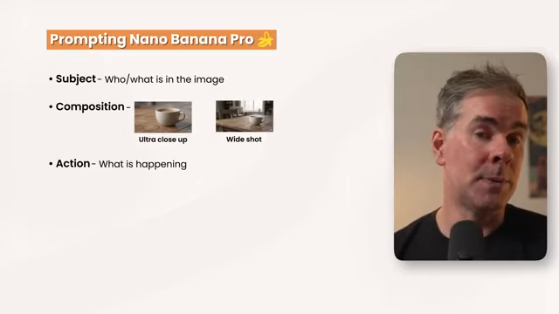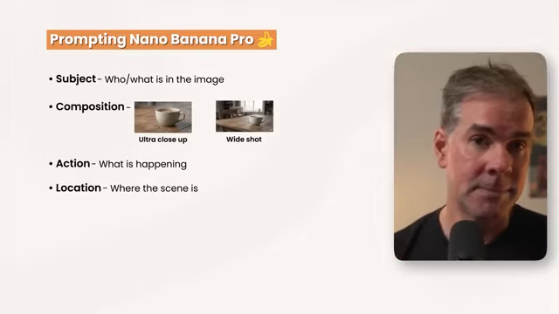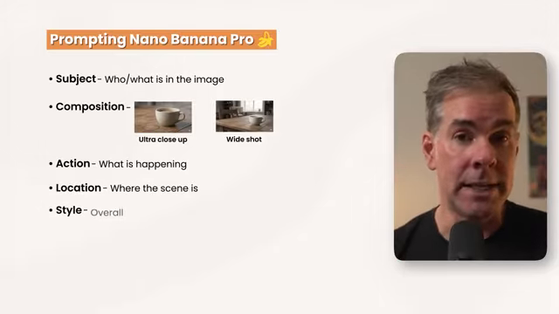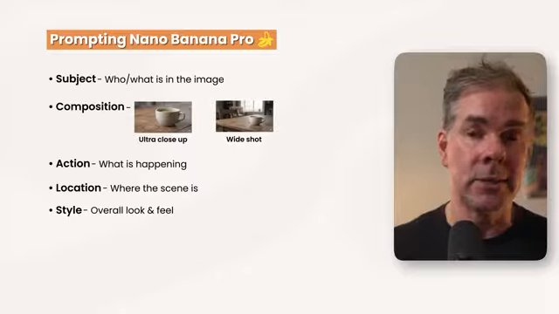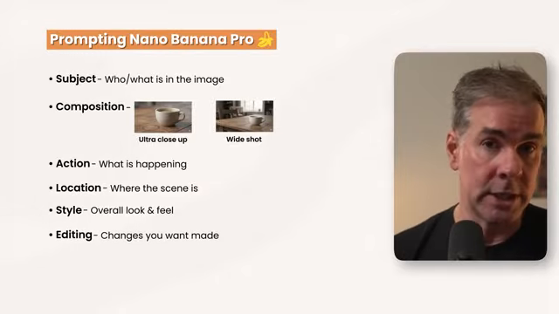Tell it where you want this image to be, so give it a location. Where does this scene take place? Also give it style. What's the aesthetic that you're looking for? And then you can also use Nano Banana Pro for editing, which it's really, really good at.